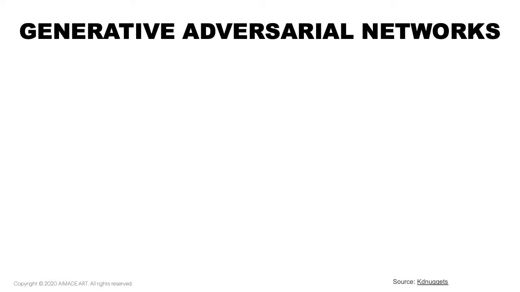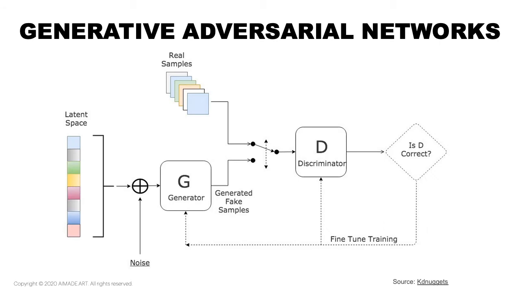Let me briefly explain the architecture of GANs. There are two convolutional neural networks that compete with each other. We have the discriminator and the generator. The discriminator is fed sometimes with samples from the training dataset, which are real images, and other times with the output from the generator, which are fake images. And its job, the job of the discriminator, is to distinguish the real from the fake ones.